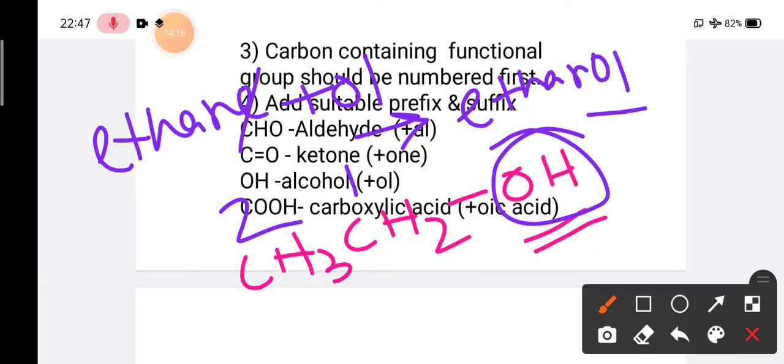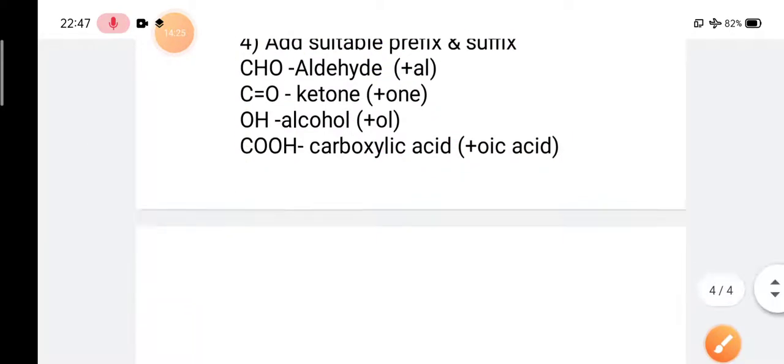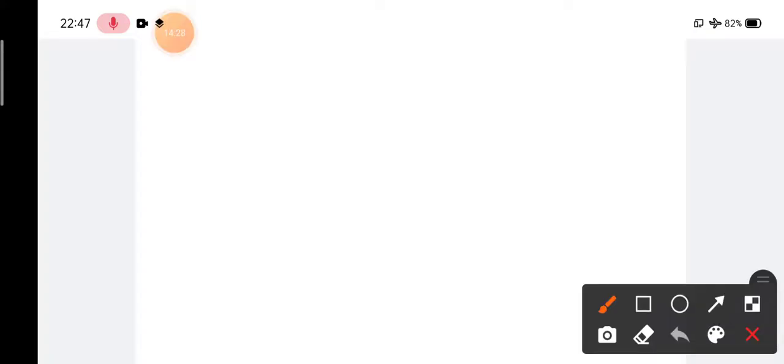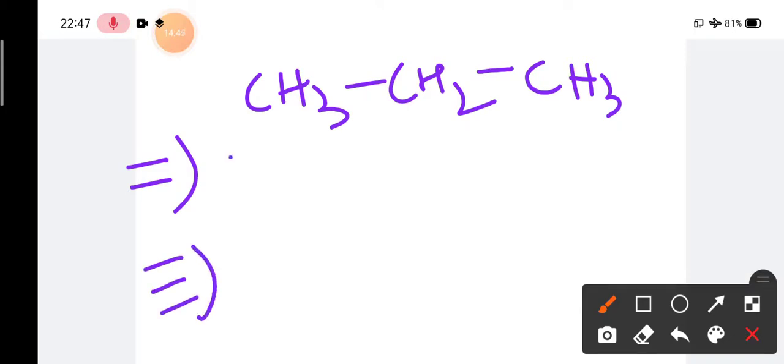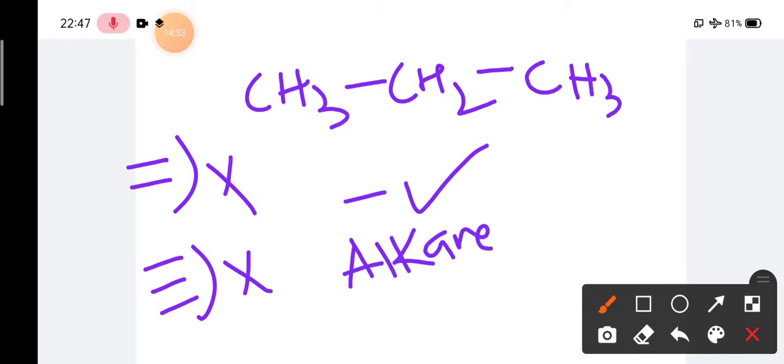Okay, so this is the way to conduct the IUPAC nomenclature of the compounds. And let's take some examples of homologous series, suppose CH3CH2CH3. Remember, if there is no double bond or triple bond, only single bonds are present, then it will be an alkane, and the name of the alkane will depend on the number of carbons. Here the number of carbons is 1, 2 and 3. So as the number of carbons is 3, it will be propane.